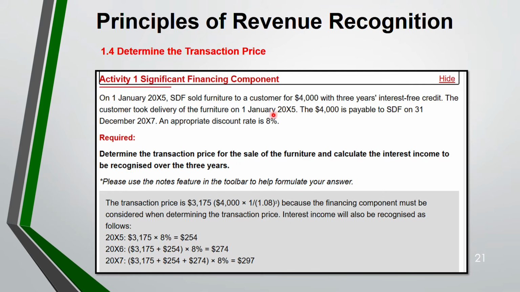You have sold the furniture on 1st Jan 2005. But when are you receiving the payment? 31st December 2007, almost after 2 years. Not even 2 years, 3 years. An appropriate discount rate of 8% is given. So now you will recognize an interest income.